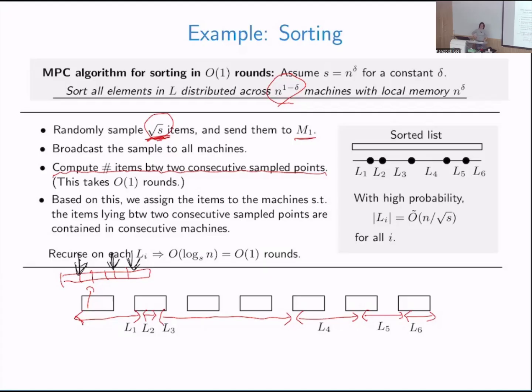But in the MPC model, a famous conjecture is that the shortest path cannot be solved in a constant number of rounds. Yes, we might be able to use those ideas, but the number of rounds might be larger than constant.